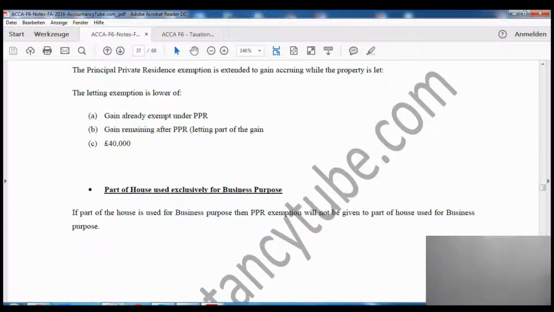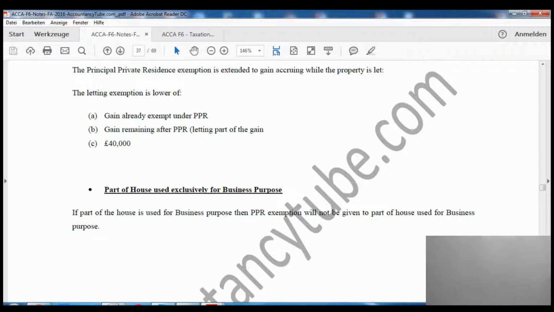And after that, it says part of the house used exclusively for business purposes. If part of the house is used for business purposes, then PPR will not be given to the part of the house used for business purposes. Because it is a principal private residence, on the part which is used for business purposes, we won't give any relief at all.